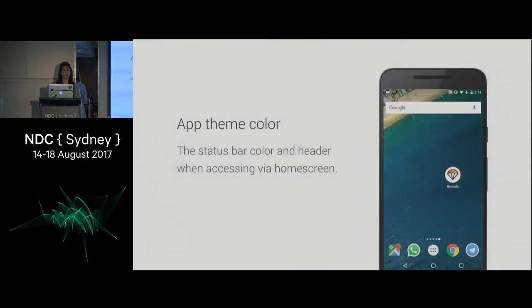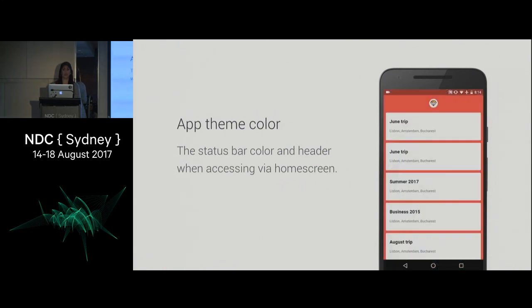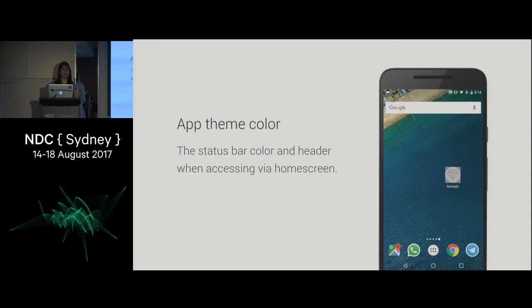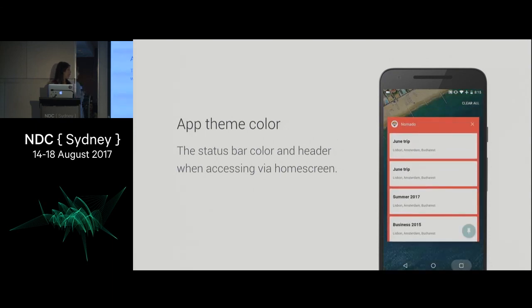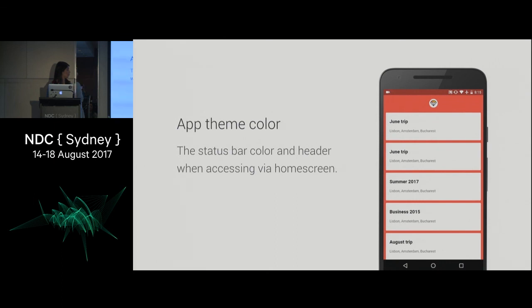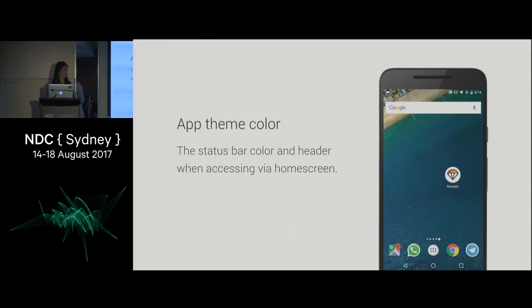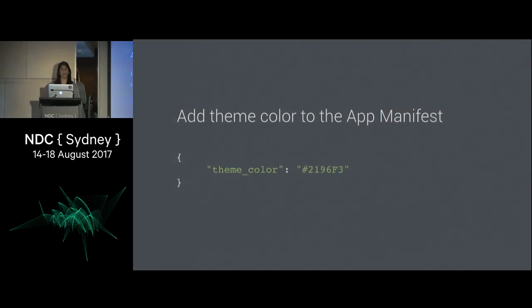The second one is the app theme color. This is the one that colors the status bar and the header when accessing via home screen. After the user adds your app to the home screen, when they open it from the home screen, this is the color they see. As you can see, the status bar is also colored, and it even shows in the task switcher. And this is how we do that. We add the theme color to the app manifest. We add theme_color and the color value.